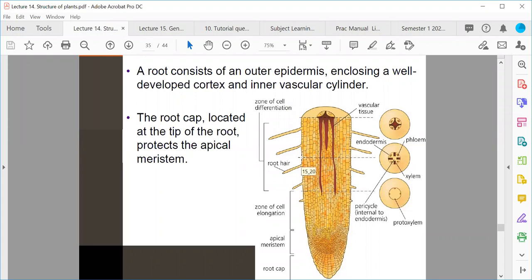Then we can take another slice of tissue through here, and now the vascular tissue is a little bit more developed. So we've got 4 regions of xylem developing and 4 points of phloem developing also. There's also a layer of cells developing around this vascular cylinder called the endodermis. Very important layer of cells, the endodermis.